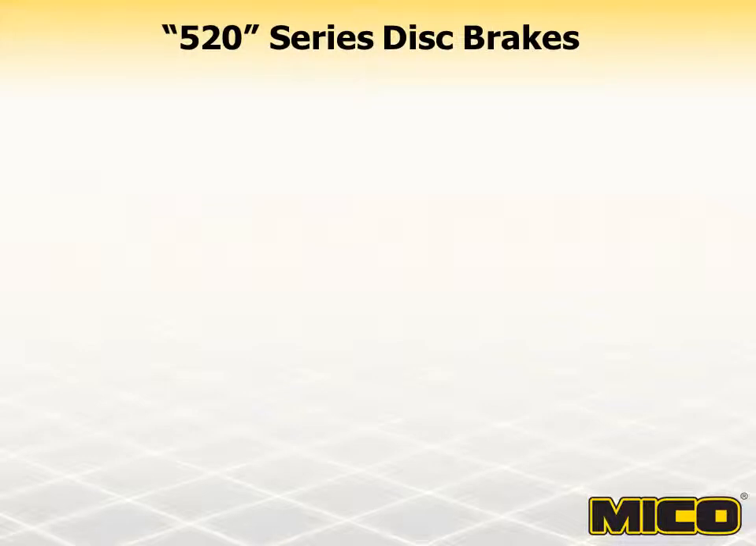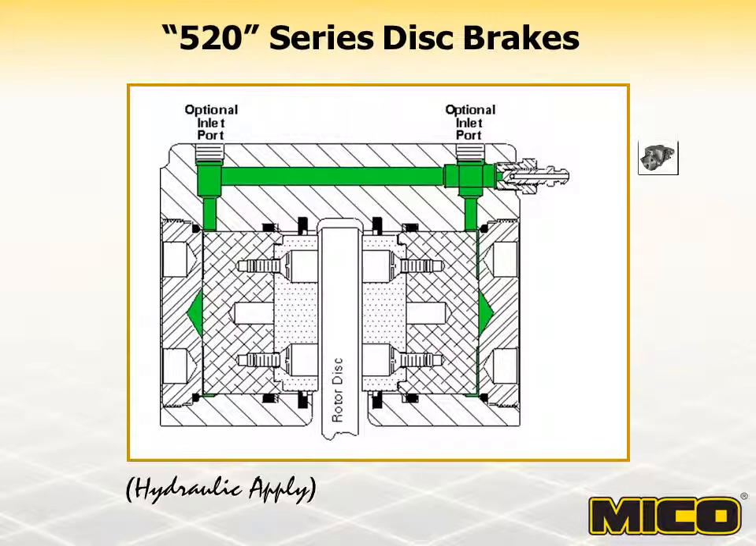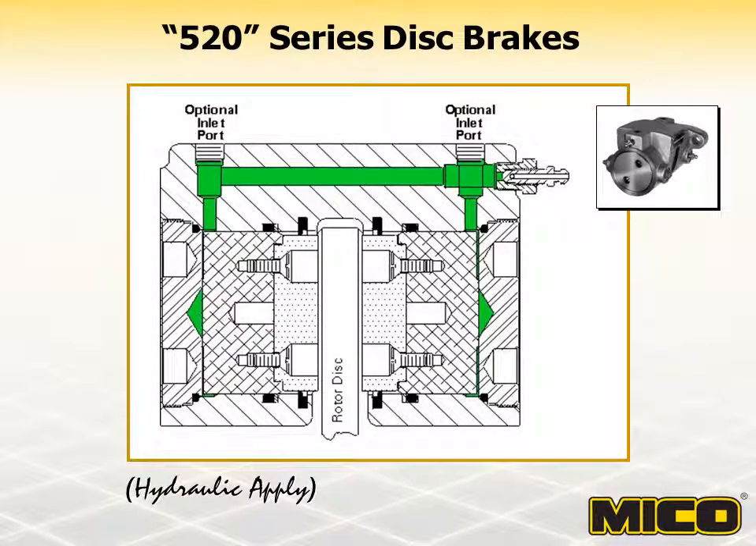This 520 series brake is a one-piece caliper with internal porting to provide hydraulic pressure to both pistons. It mounts flush with the torque member and is designed for use with a rotor disc thickness of 1/2 inch and a diameter ranging from 9 to 36 inches. The brake is shown in the static position and operates the same as the other 520 series brakes.